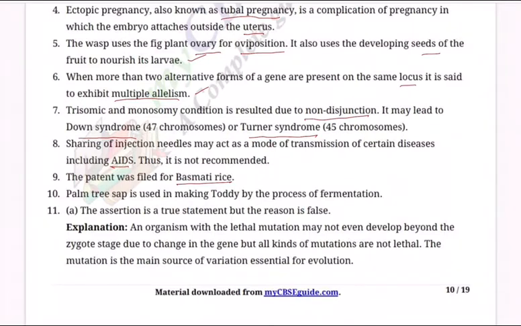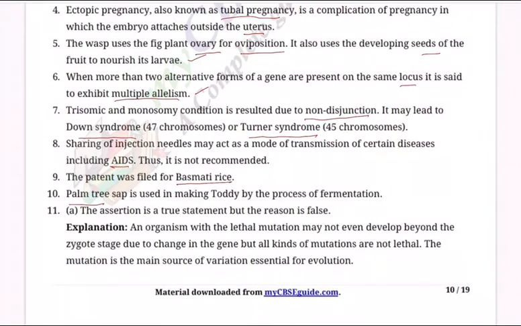Question number 10. Name the plant whose sap is used in making toddy. Mention the process involved in that. Palm tree sap is used in making toddy by the process of fermentation. So it is the palm tree. Next, question number 11. Assertion and reasoning.